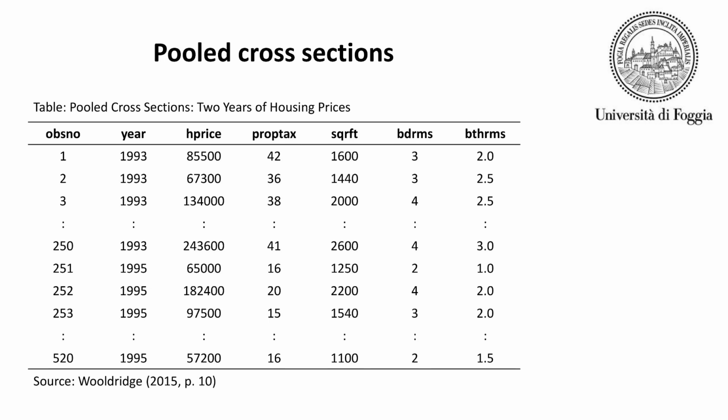Pooled cross-sections have both cross-sectional and time series features. These datasets allow us to expand the sample size. Although the order in which the data are stored turns out not to be crucial, keeping track of the year for each observation is usually very important.